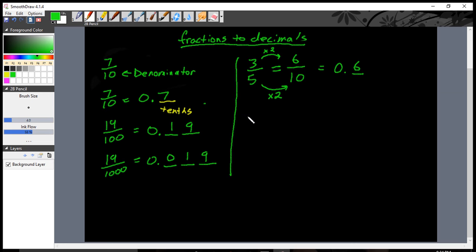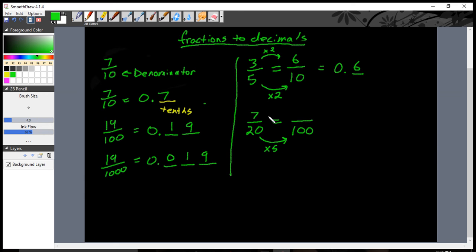Let's do one more example. How about 7/20? Again, 20, our denominator, is not a power of 10. It's not 10, 100, or 1,000. But we can multiply 20 by something to make it into a 10, 100, or 1,000. In this case, we're going to try to turn it into a 100. 20 times 5 is 100.